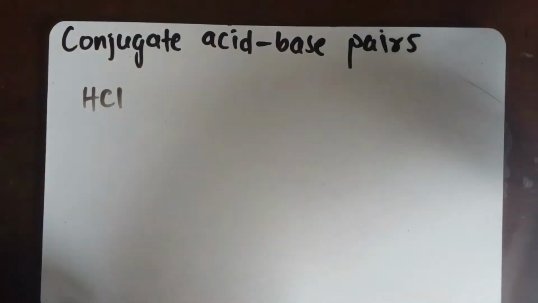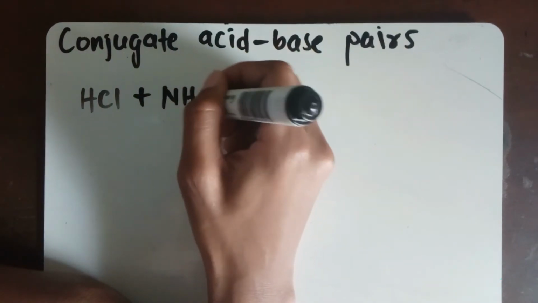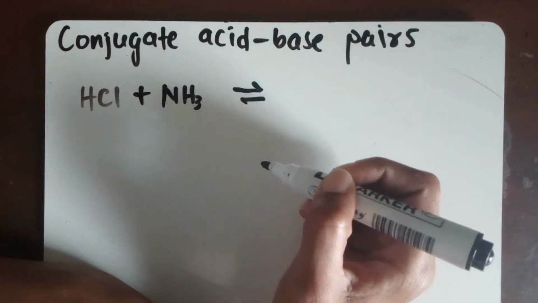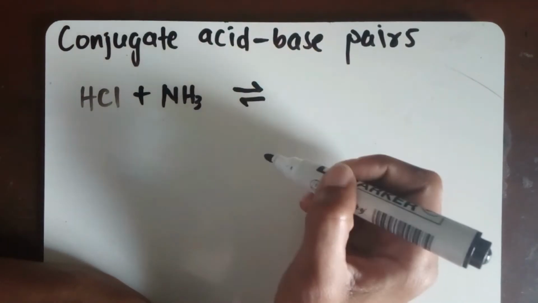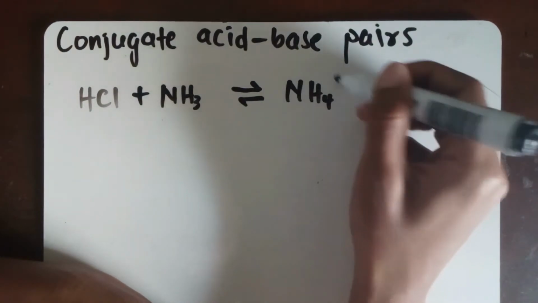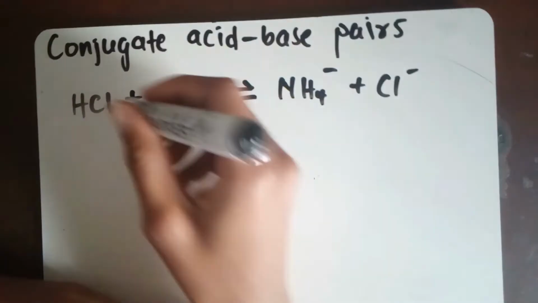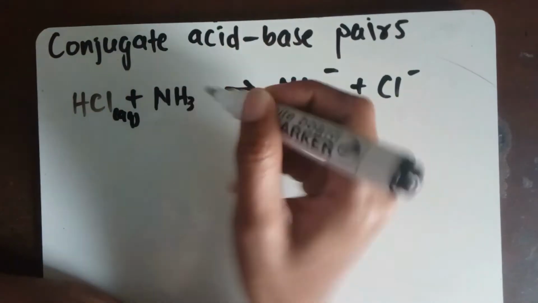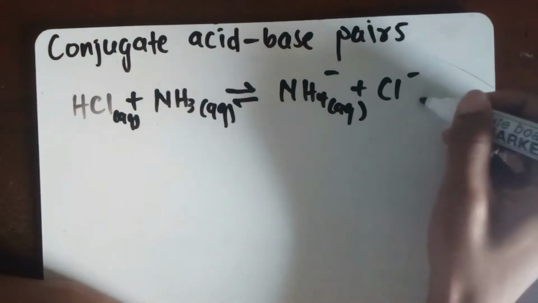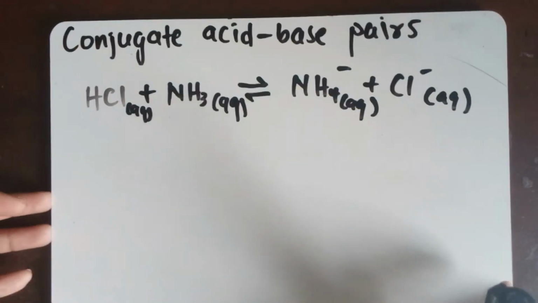that is reacting with ammonia, NH3, and it is a reversible reaction. So we show that by those arrows, as we have discussed previously, and that actually forms ammonium ion as well as chloride ion right there, aqueous there, aqueous there, right?